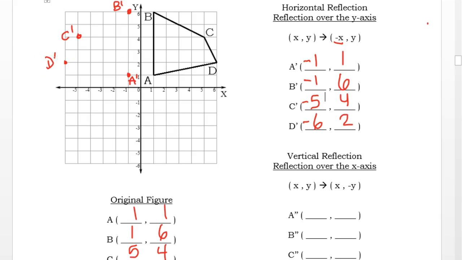So if we connect these points, A to B, B to C, C to D, and D back to A, we see a mirror image of the original flipped over the y-axis.